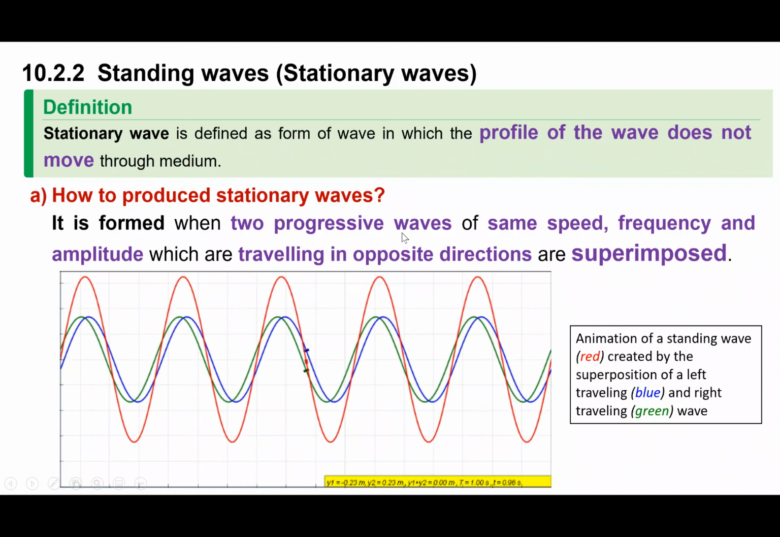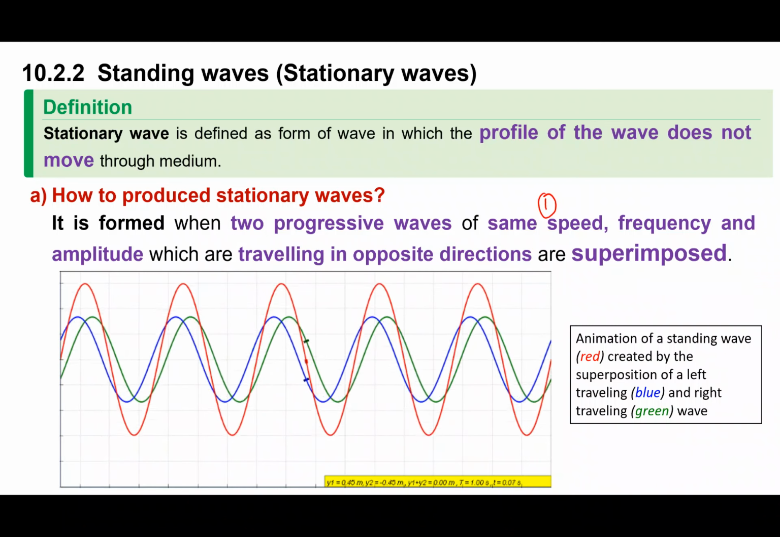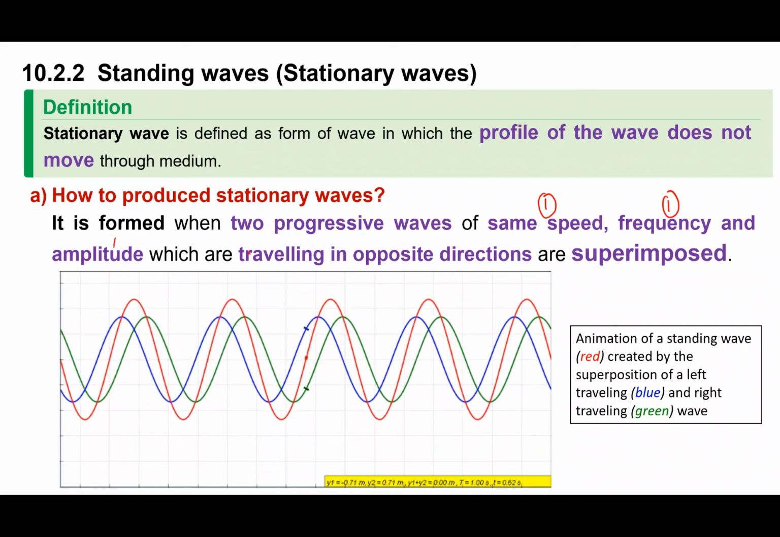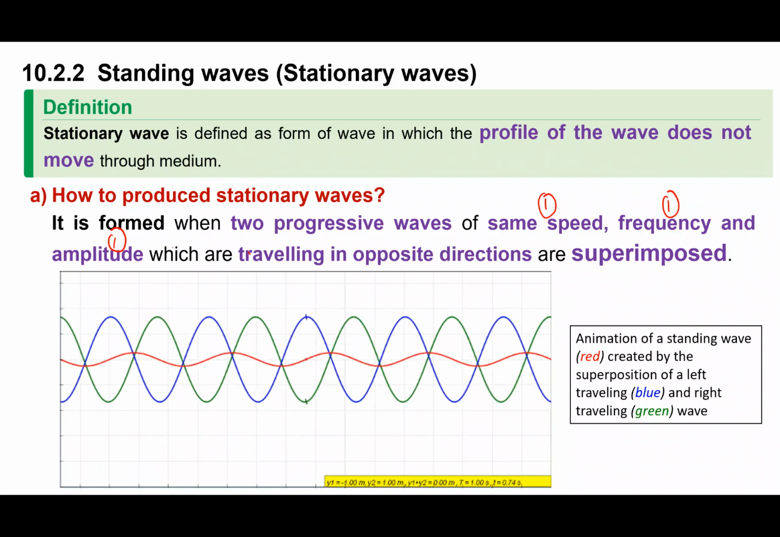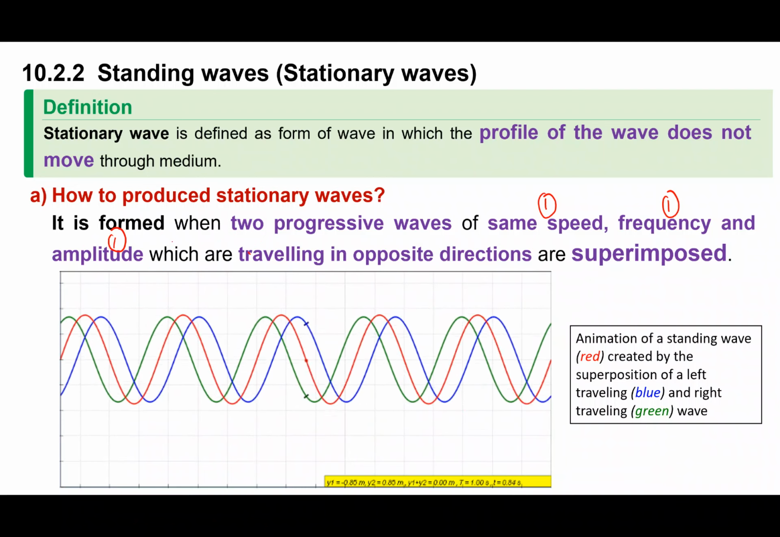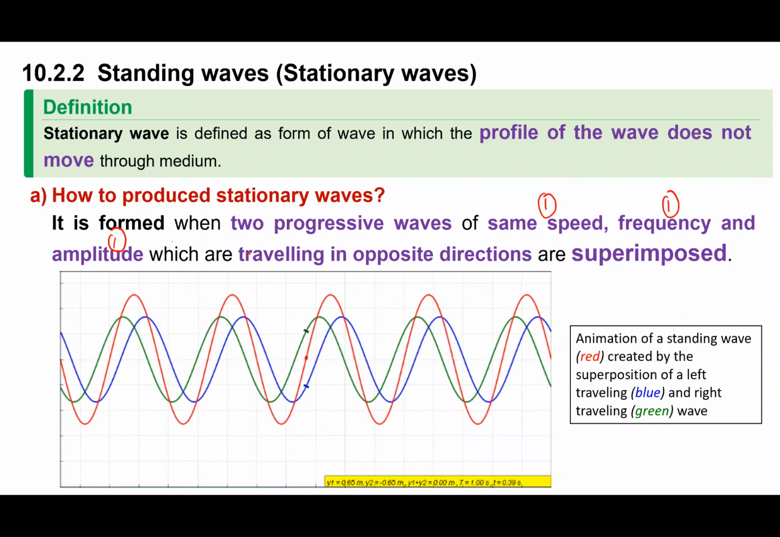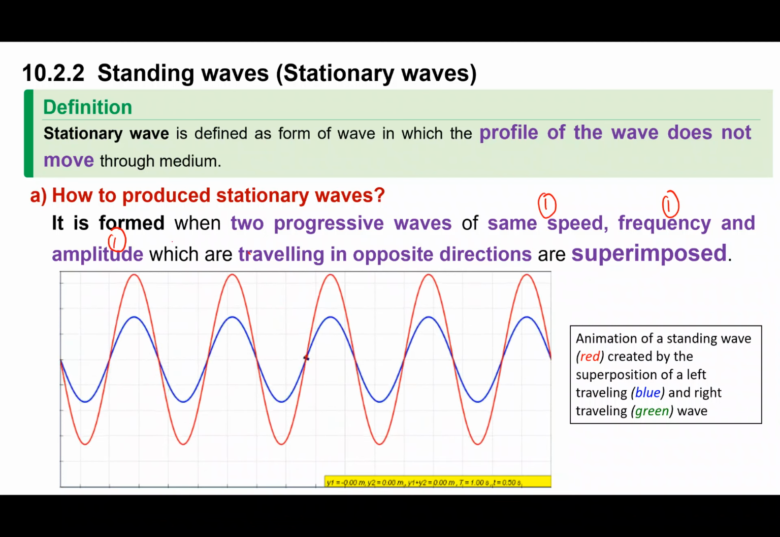So, macam mana kita nak hasilkan stationary wave? It is formed when two progressive waves of the same speed, the first keyword is the same speed, same frequency, and same amplitude, which are travelling in opposite directions, are superimposed. Bila you ada dua wave, syaratnya mestilah speed yang sama, frekuensi yang sama, amplitude kedua-dua wave sama, tetapi dia datang dari arah yang berbeza.